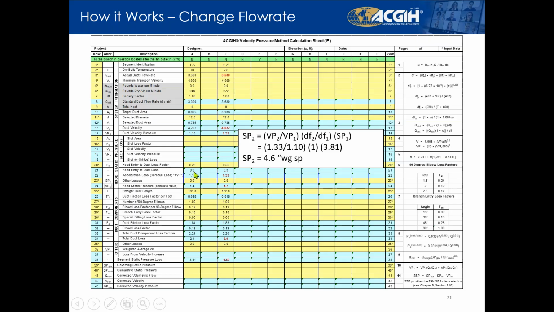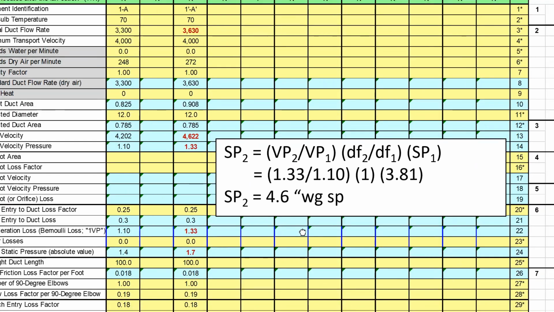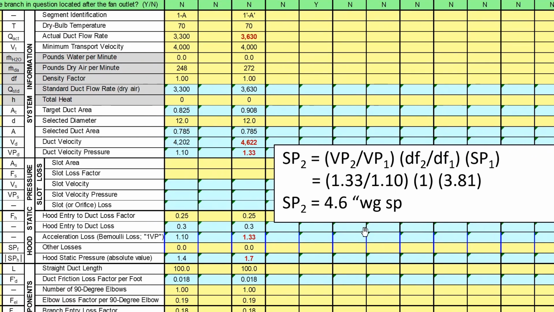Let's look at another example, and now we're going to change our flow rate. Let's see what happens when I change our flow rate. We're going to take the same system, and change our flow rate from 3,300 CFM to 3,630 CFM. Everything else stays the same, except that does mean that our duct velocity increases from 4,202 to 4,622 feet per minute. And our duct velocity pressure also increases from 1.1 inches of water gauge to 1.33 inches of water gauge.